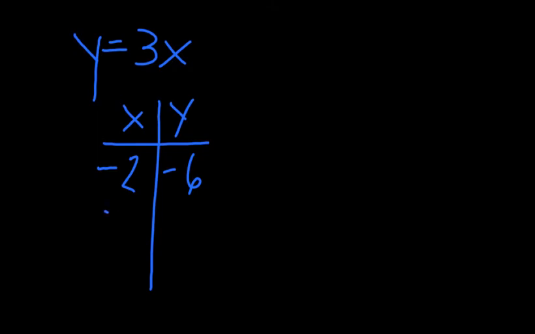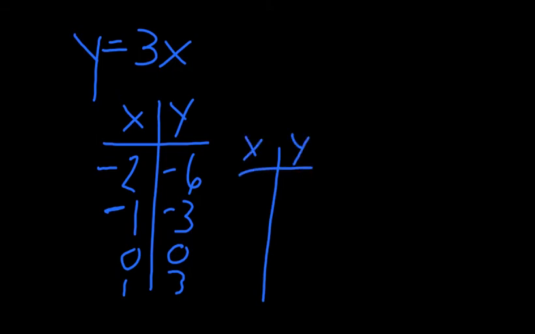If X is -1, what's Y? -3. If X is 0, Y is 0. If X is 1, Y is 3. And I'll have to scoot over because I didn't leave myself enough room. If X is 2, then Y is 6. So now you have a table with 5 ordered pairs, and you chose your X's by sticking close to 0. There's the first step. You have a table.